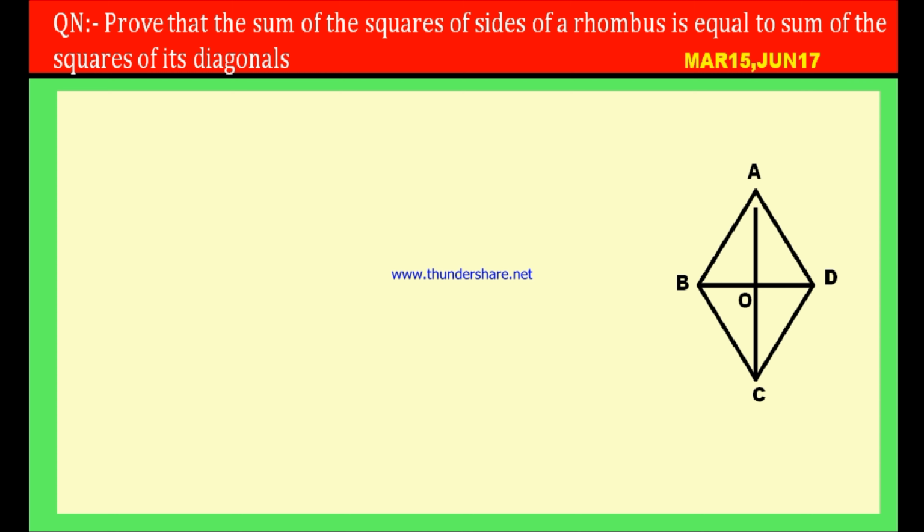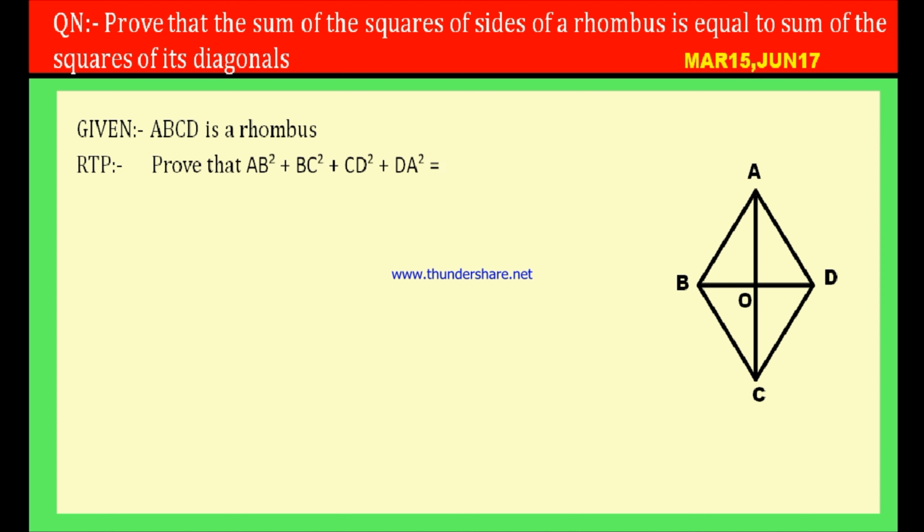Now let us draw the diagonals. AC is one diagonal and BD is the second diagonal, and these 2 diagonals are intersecting at O. Now what is given in the question? ABCD is a rhombus. And what is to be proved?